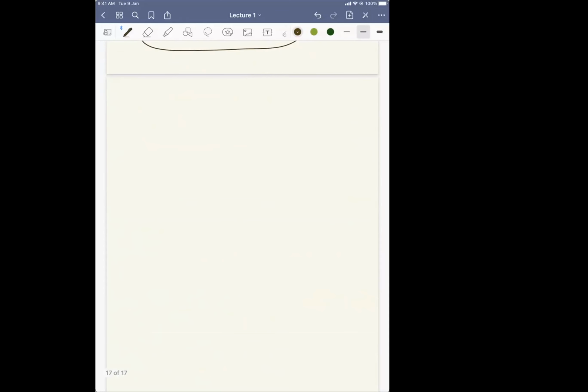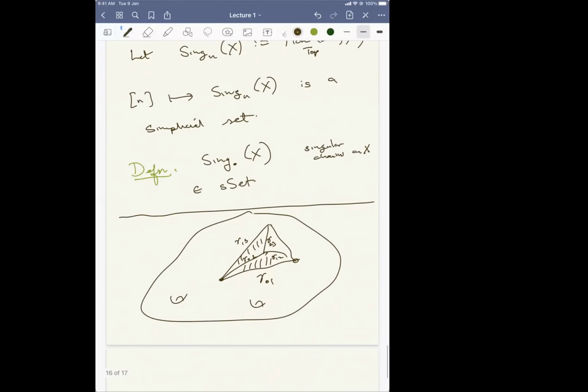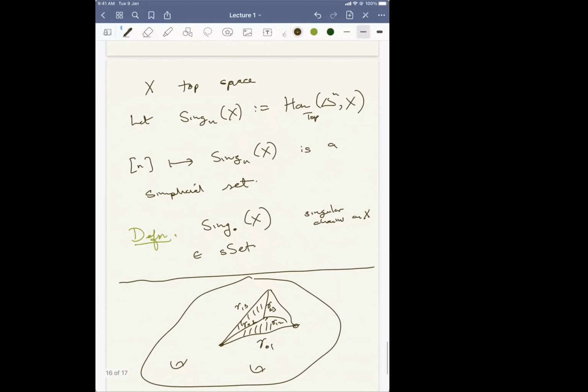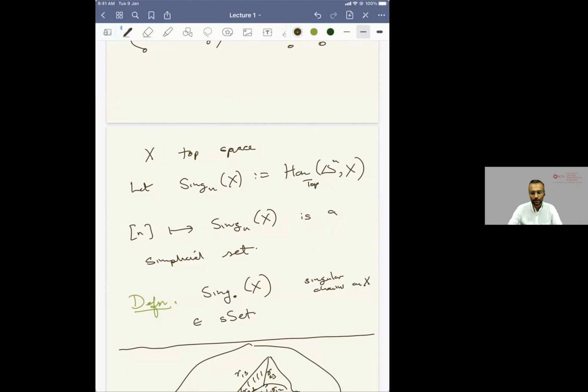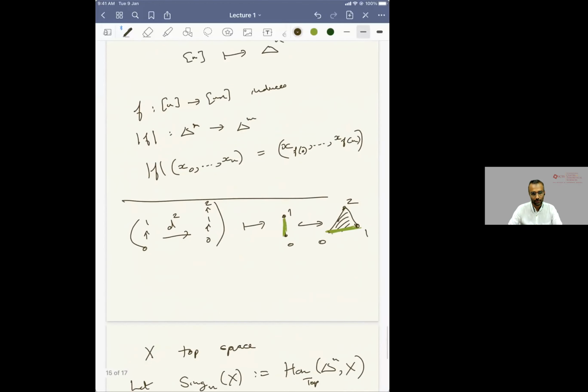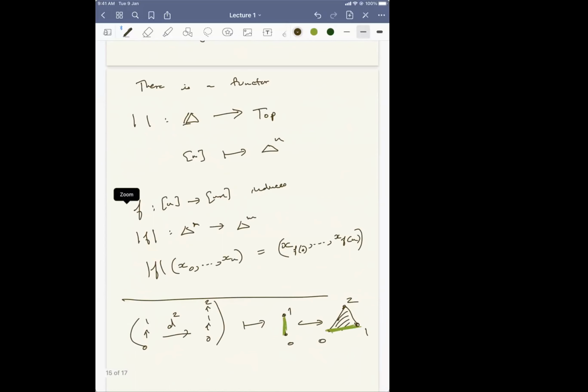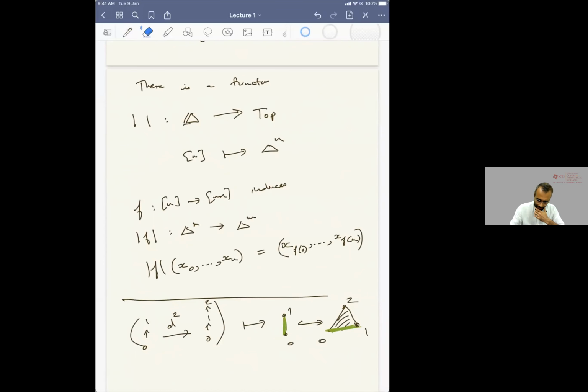I have a question: in the definition of this norm F, should there be some zeros if n is less than m? Sorry, come again? Can you go to the previous page? This one? So when n is less than m. Yeah, maybe this is not quite right. Wait, hang on a second.